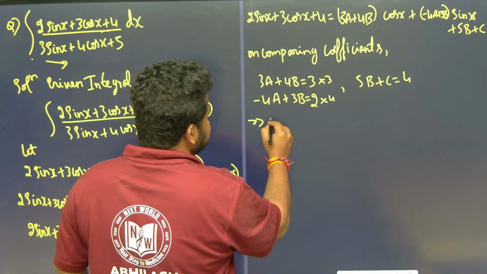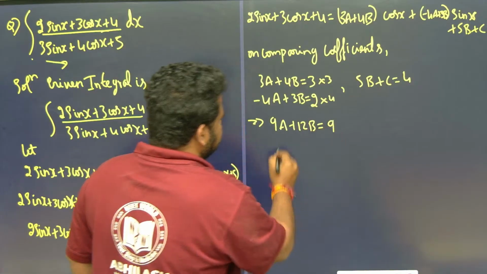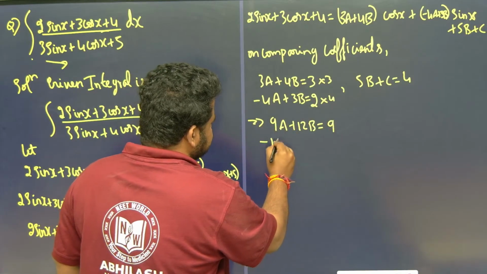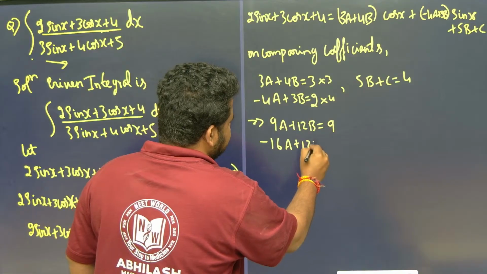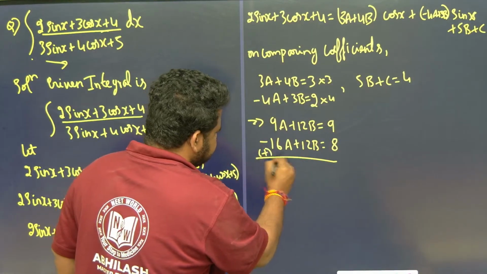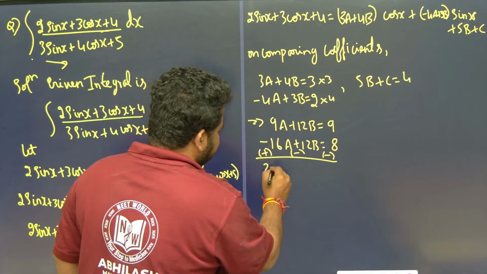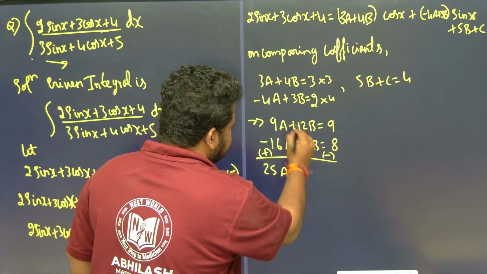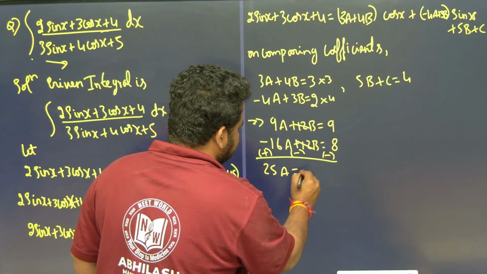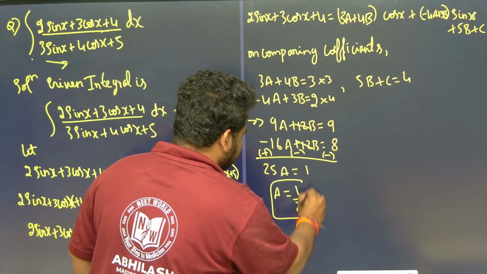We will get 3 3s are 9a, 3 4s are 12b is equal to 3 3s are 9. Now 4 4s are minus 16a plus 4 3s are 12b is equal to 4 2s are 8. Subtracting, 16 plus 9 is 25a, and the b terms cancel. 9 minus 8 is 1. So a will be equal to 1 by 25.